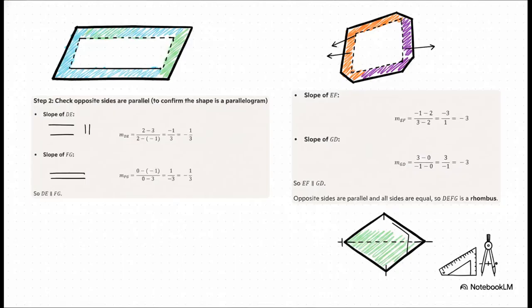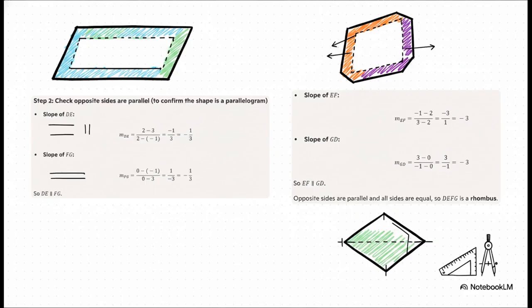And this is where our trusty slope tool comes back into play. We calculate the slopes of the opposite sides. The slope of DE is -1/3, and guess what? So is the slope of FG. That means they're parallel. Now for the other pair, the slope of EF is -3, and so is the slope of GD. They're parallel too.